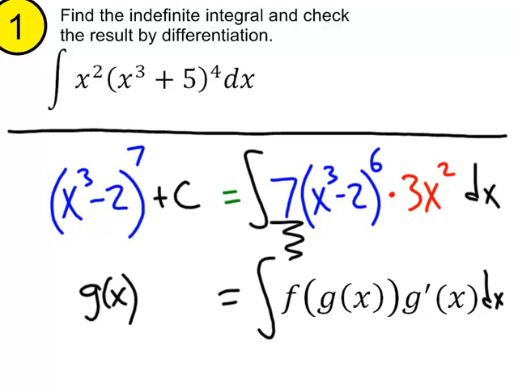Over here on the right, we had 7 blank to the 6th power, and when you antiderive that, you get blank to the 7th power, right? So that's the antiderivative of the outer function. In other words, the antiderivative of little f, which we call big F. And we still do the plus c here.